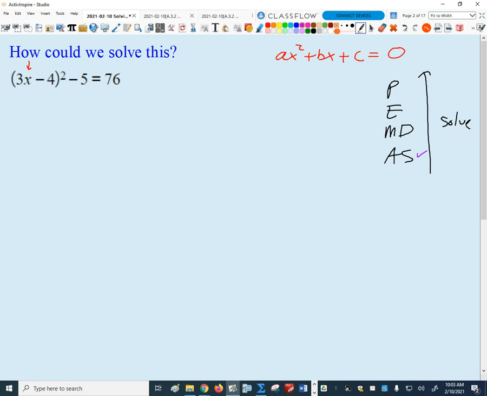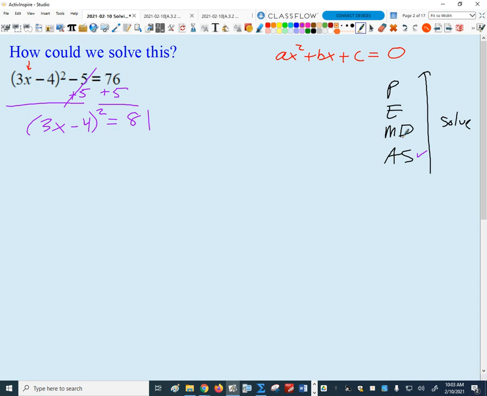And you already hit the nail on the head. What do we do? Add 5 to both sides. There we go. We add 5 to both sides. So there's my first step. And I get the quantity 3x minus 4 squared equals 81.